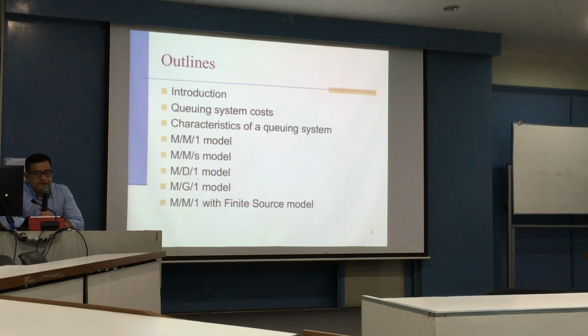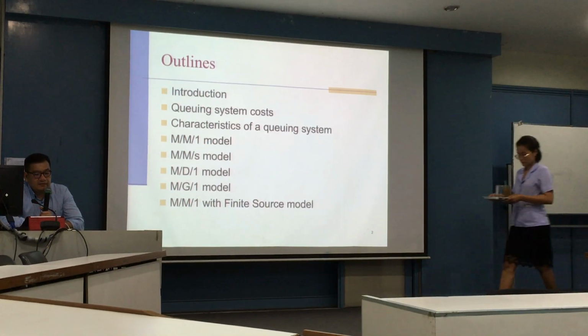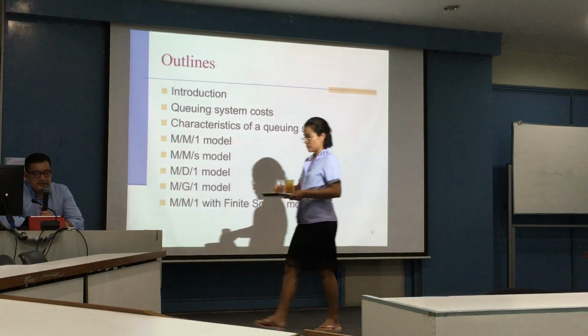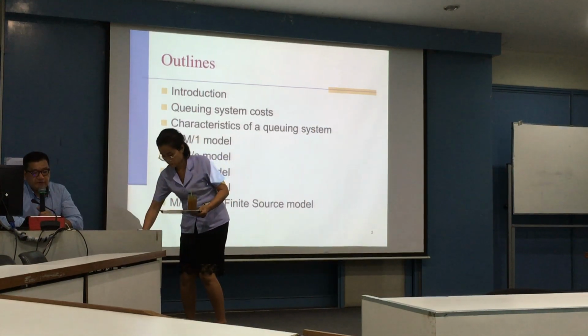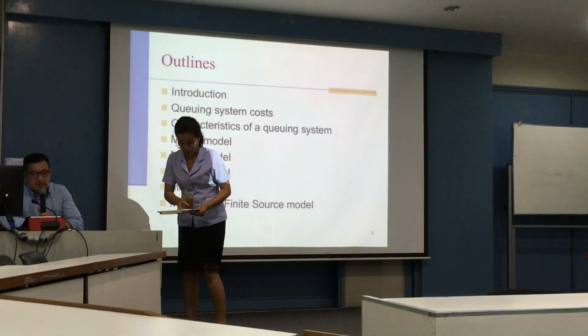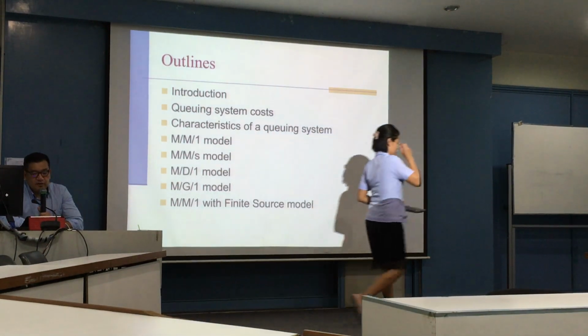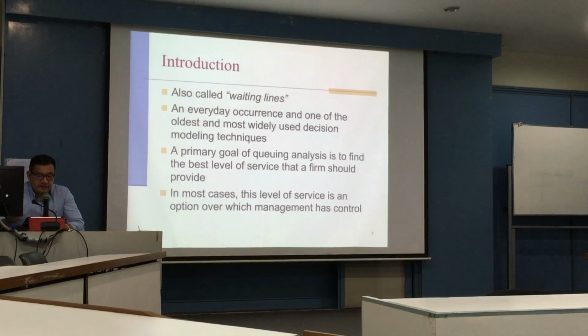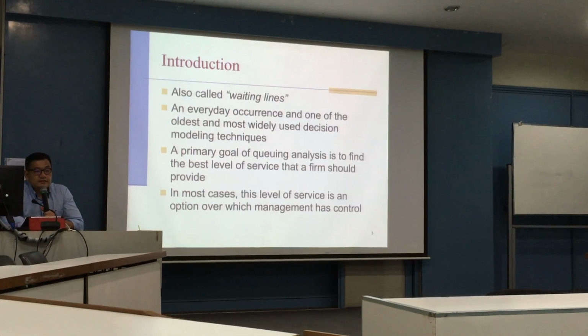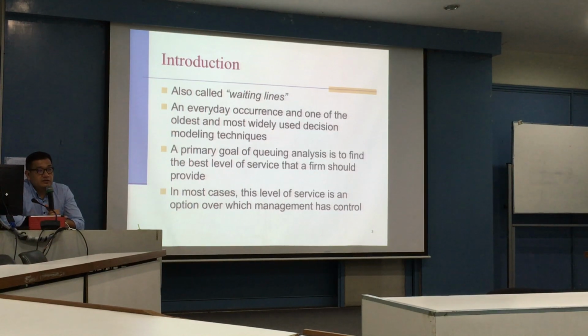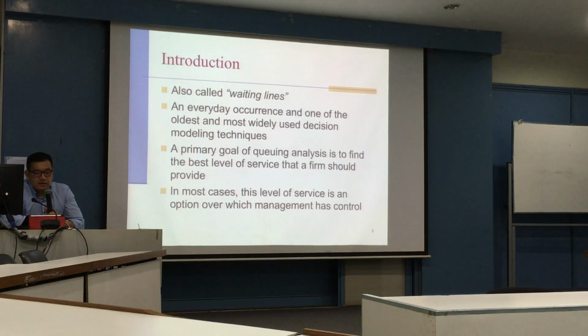Right? And after that, we will go to the characteristics of the queuing system. Right? And the second part is going to be the serial models of queuing. Okay, that we have like M/M/1, M/M/S, M/D/1, M/G/1, and so on. So first thing, let's talk about the queuing model. Okay, so the queuing model, if you go to the textbook, is sometimes called the waiting line model. Right, it's just the same thing.